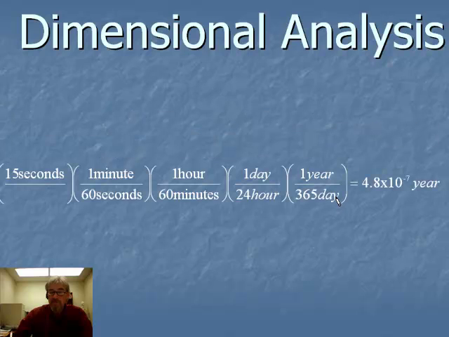And stretch it out even further. Many, many steps. I can go from seconds all the way to years by just multiplying by things that I know are equal to 1. Like 1 minute over 60 seconds, we've done that already. That gets rid of seconds. 1 hour over 60 minutes gets rid of minutes. 1 day over 24 hours gets rid of hours. 365 days under 1 year gets rid of days. Every one of these factors that I'm multiplying by is equal to 1. So I'm not changing the size of the time. I'm just changing what unit I'm expressing it in, from seconds into years.